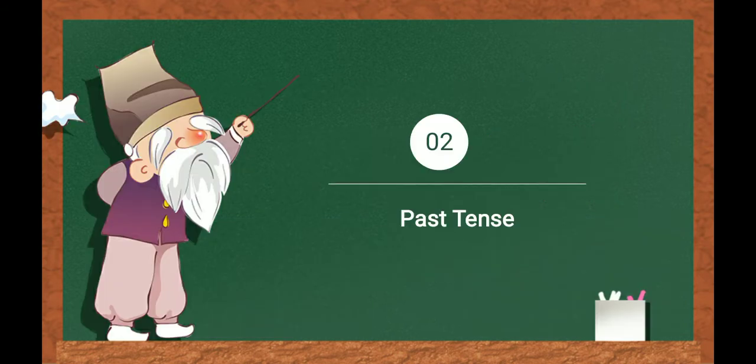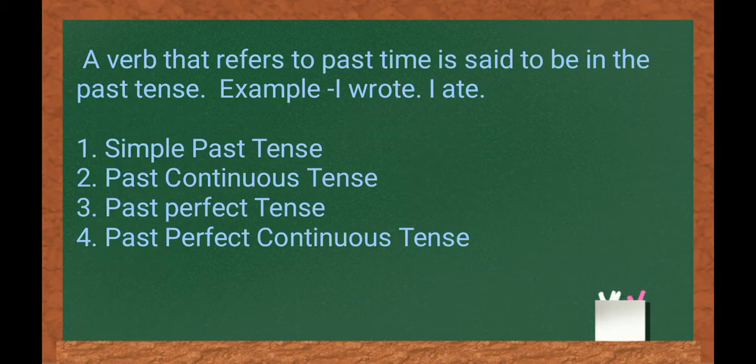Now let's move to past tense. What is past tense? As I said, a verb that refers to past time is said to be in the past tense. For example, I wrote. Wrote is the past form of the verb write, and that is why it is denoting the past time. The work, the action, writing, is already completed in past time. I ate. Ate is the past form of the verb eat. That means the work, eating, is already completed in past time. That means wrote and ate refer to past time and are said to be in past tense.